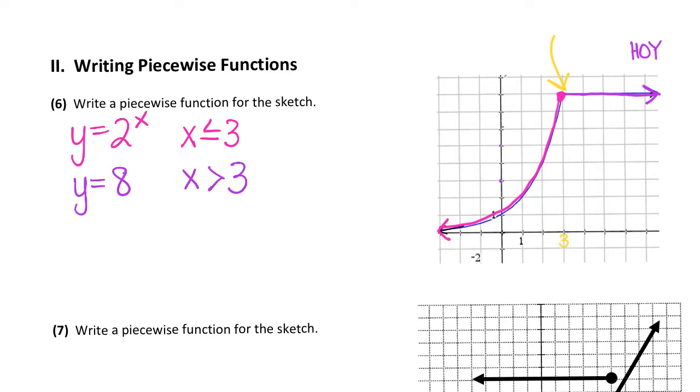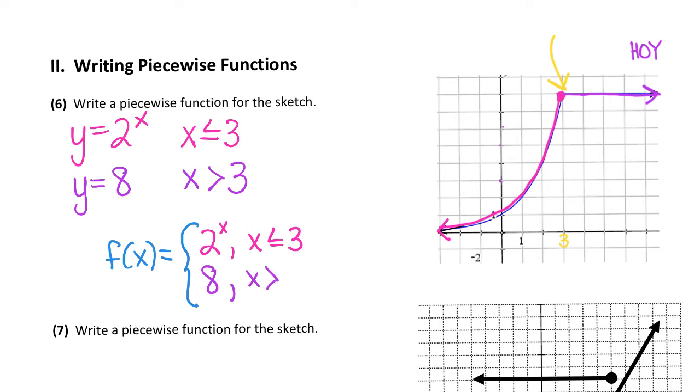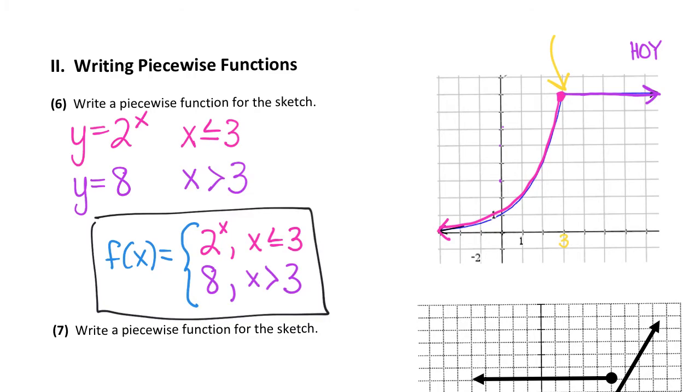So now we can put this together and we can write our piecewise function. We're going to start with f of x is equal to, we have two pieces here, so we're going to open our brackets. We first have 2 to the x power when x is less than or equal to 3. And then we have f of x equals 8 when x is greater than 3. And there you have it. That's how we write our piecewise function.